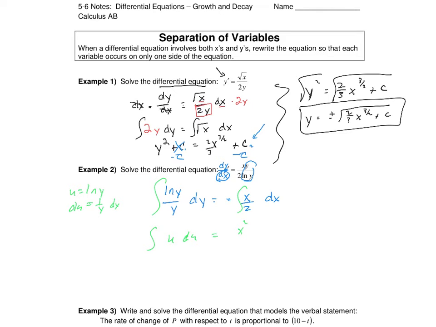So on the right side, I'm going to go up 1 degree and divide by 2 and plus c. So my u here would be my u squared over 2, and my u is the natural log here of y. So I'm going to substitute that in right away.